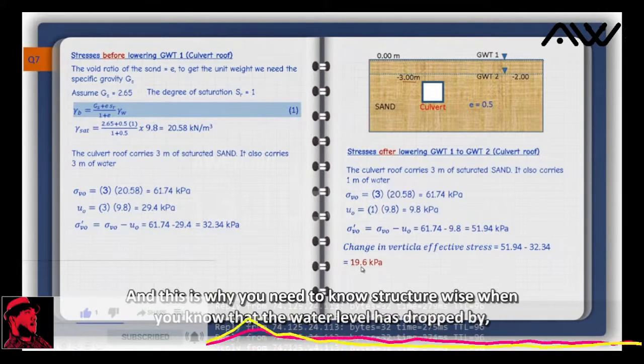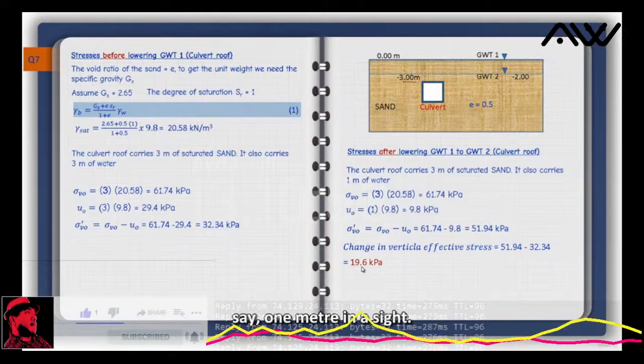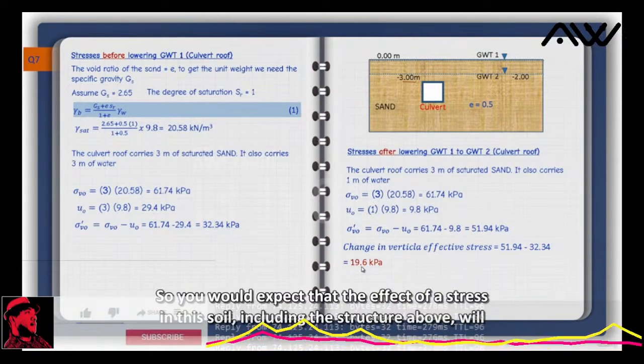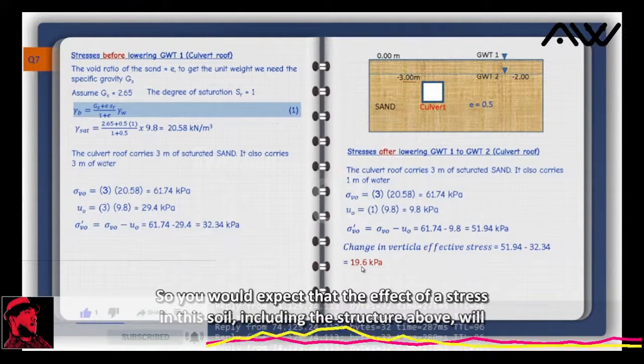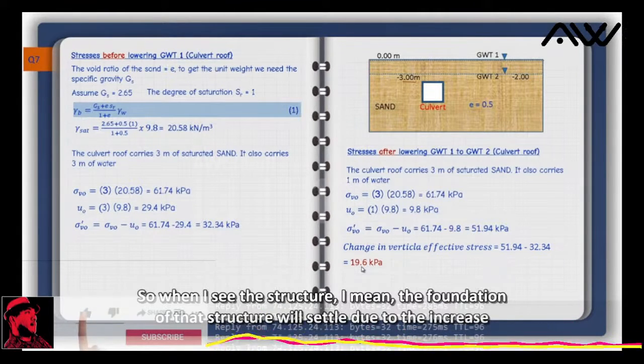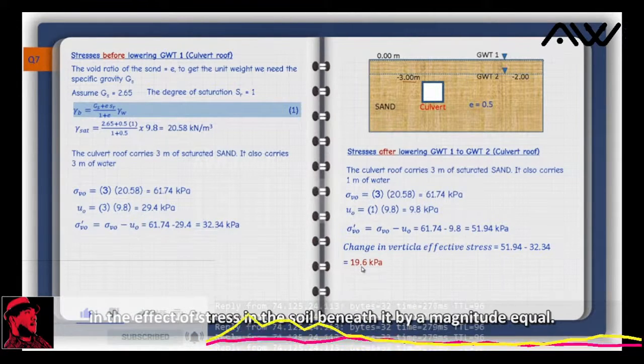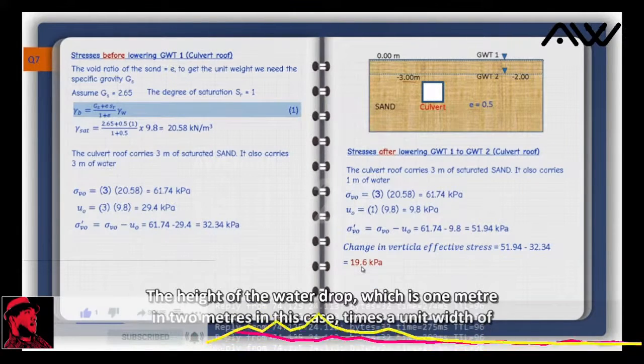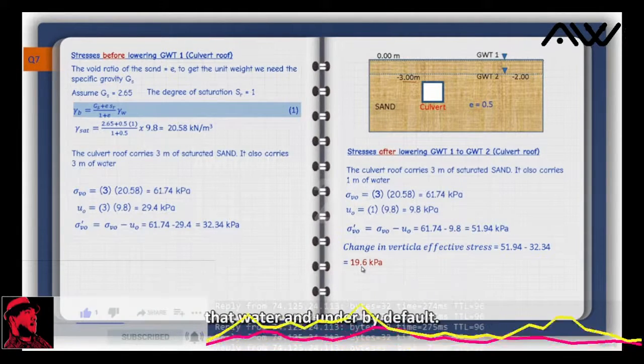And this is why, structure-wise, when you know that the water level has dropped by, say, 1 meter in a site, you would expect that the effective stress in the soil, including the structure above, will increase. When I say the structure, I mean the foundation of that structure will settle due to the increase in the effective stress in the soil beneath it, by a magnitude equal to the height of the water drop, which is 1 meter, or 2 meters in this case, times the unit weight of the water.